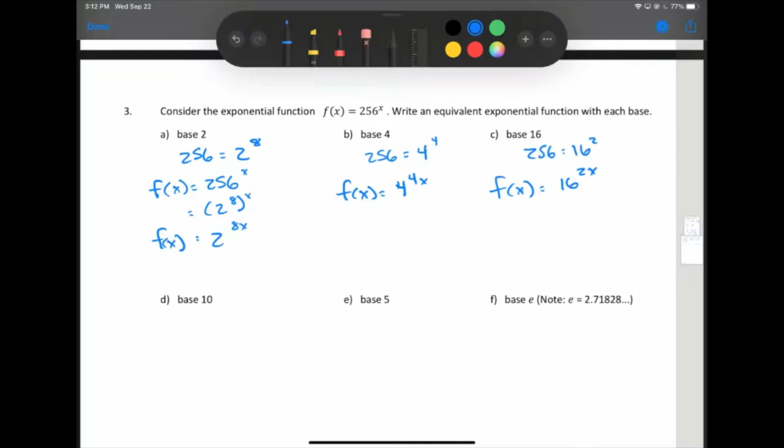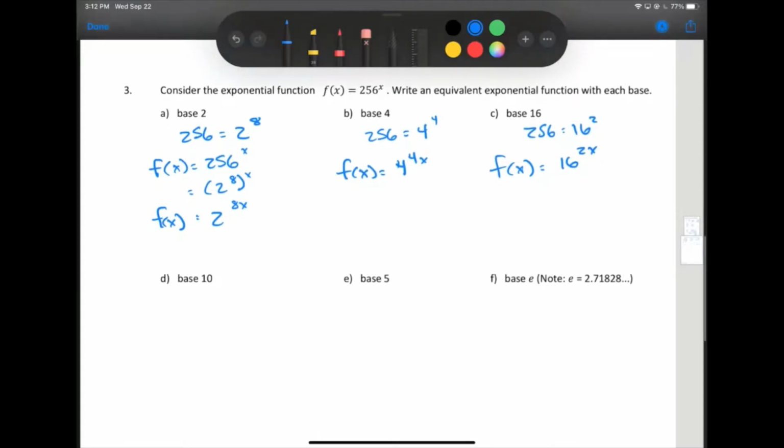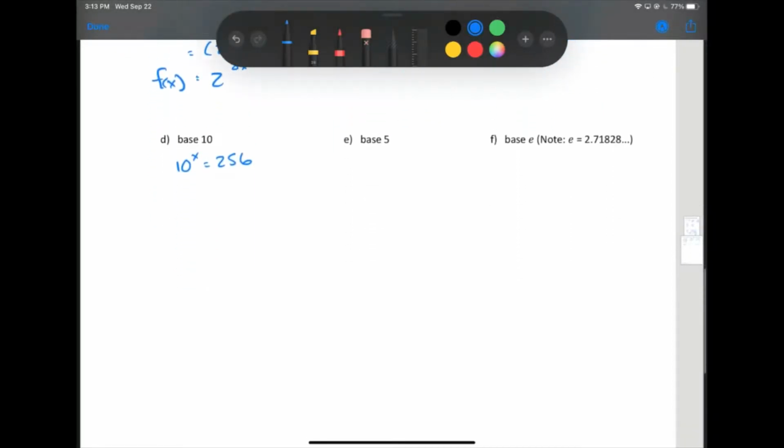Okay, so what happens if we can't do this nice thing where I can see that 256 is a power of 2 and a power of 4 and a power of 16? What if I wanted to do this as base 10? How would I do it then? Well, what I'm really trying to say is 10 to the exponent something is 256. And we already saw several times today that we can rearrange that using logs to get x equals log of 256 over log of 10.